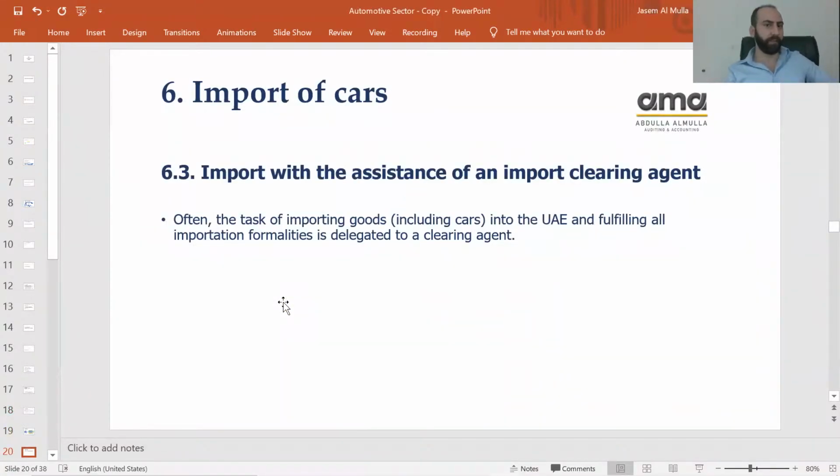Import of cars with the assistance of an import clearing agent. Often, the task of importing goods into the UAE and fulfilling all importation formalities is delegated to a clearing agent, where a clearing agent or equivalent business is importing goods on behalf of a VAT-registered importer. The clearing agent should declare the importer's TRN on the customs import declaration. This will allow the importer to account for the import VAT in its VAT return as described in section 6.2.